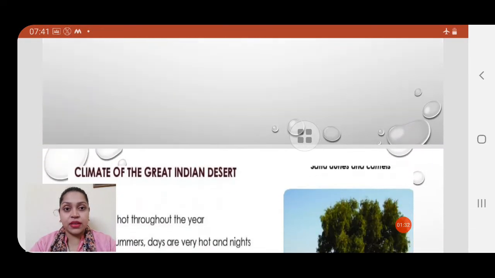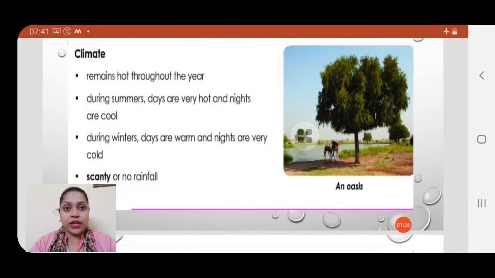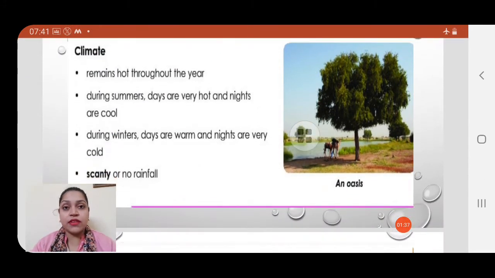What is today's lesson, children? Today's topic is the climate of the Thar Desert. What is the first point? It remains hot throughout the year. So throughout the year there is summer season, there is no winter season.